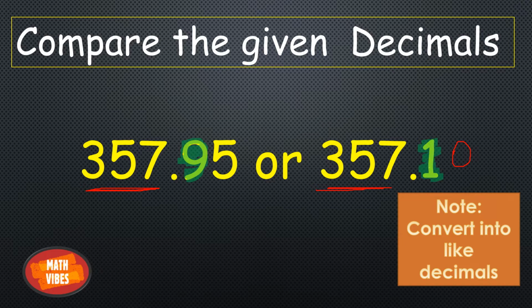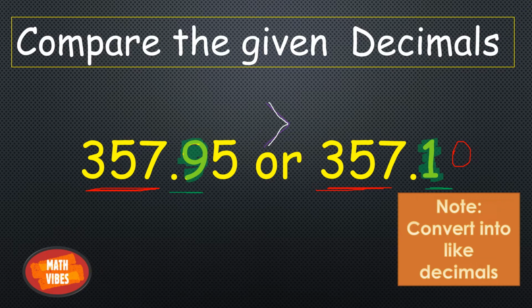Now can you tell me which number is bigger, 9 or 1? Obviously 9 is bigger. So if 9 is bigger, then this whole number also will be bigger. So 357.95 will be greater than 357.10.